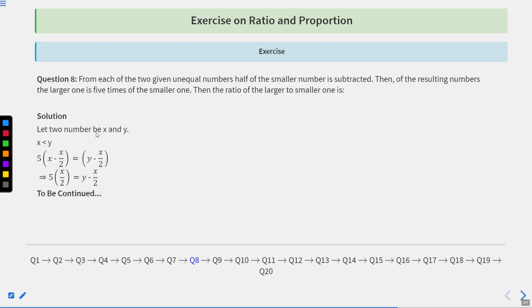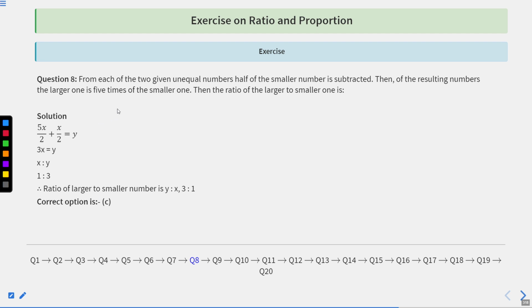So let the two numbers be x and y, so x less than y. So 5 times (x minus x upon 2) is equal to y minus x upon 2. 5 times x upon 2 is equal to y minus x upon 2. So that means 5x upon 2 plus x upon 2 is equal to y. So 3x equals y. So x is to y are in the ratio of 1 is to 3. So therefore the ratio of the larger to the smaller number, y is to x, is 3 is to 1. So the option correct here is option C.